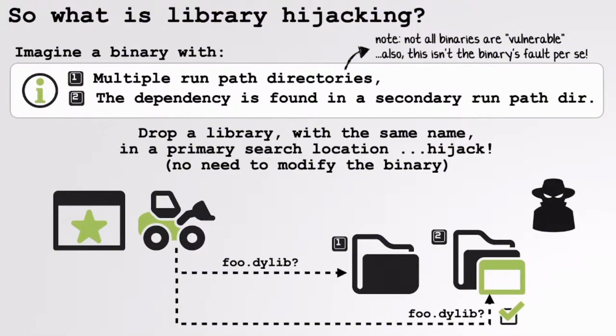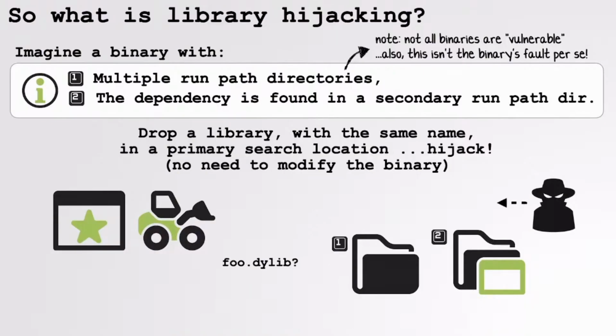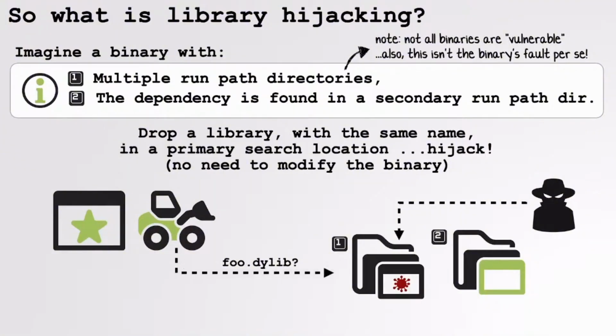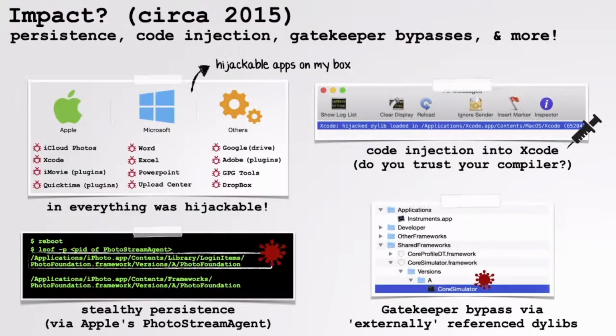What this means is we can simply drop or plant a dynamic library that matches the name of the dylib that it's looking for without having to actually modify the binary at all. Here's an example. The app is looking for foo.dylib. The legitimate dylib lives in the second run path search directory. But if we come along and plant our own dylib that's also called foo.dylib in the primary search path directory, the next time that application is run, the loader is going to find our dynamic library first, and because it matches the name of what it's looking for, it's going to blindly and naively load it.